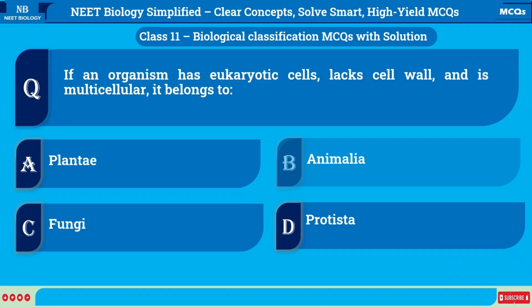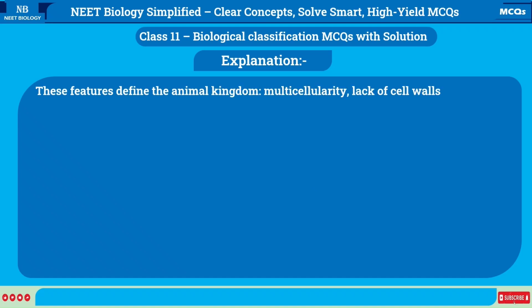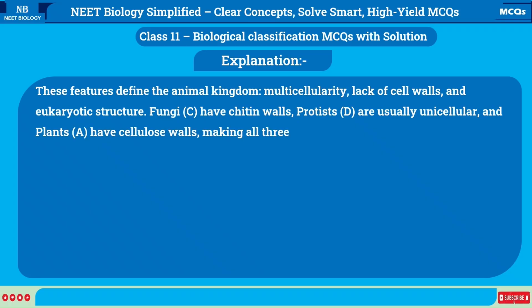Correct answer is B. Animalia. Explanation: these features define the animal kingdom: multicellularity, lack of cell walls, and eukaryotic structure. Fungi, C, have chitin walls, protists, D, are usually unicellular, and plants, A, have cellulose walls, making all 3 incorrect.